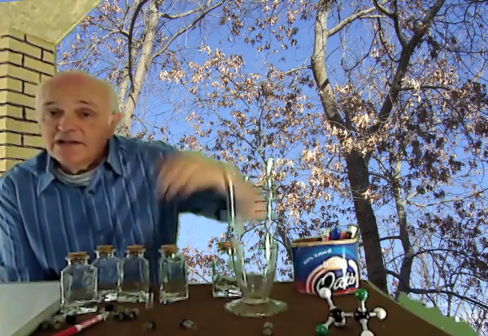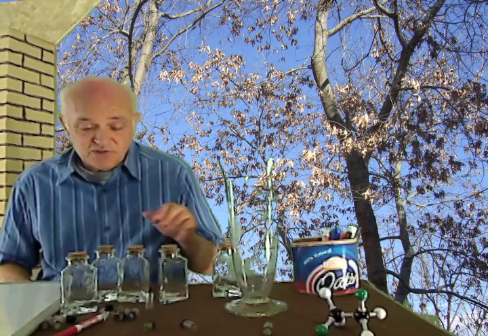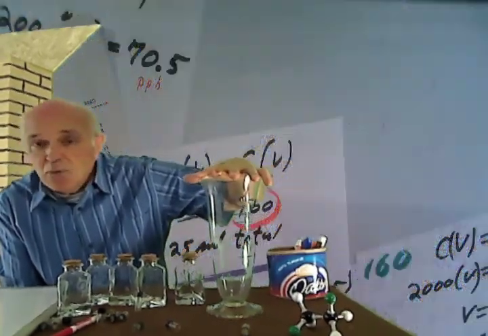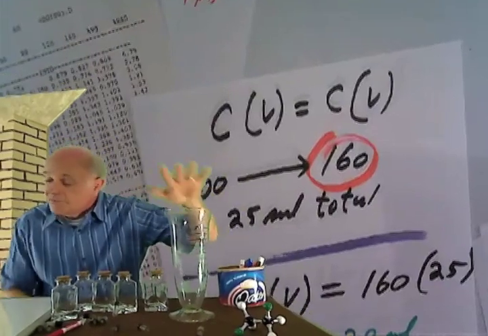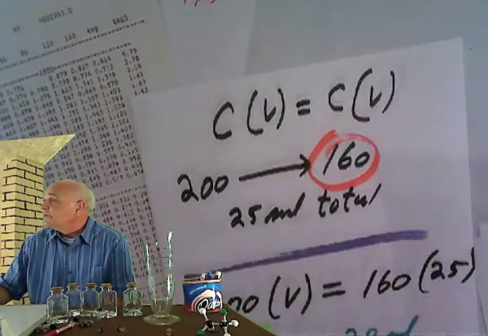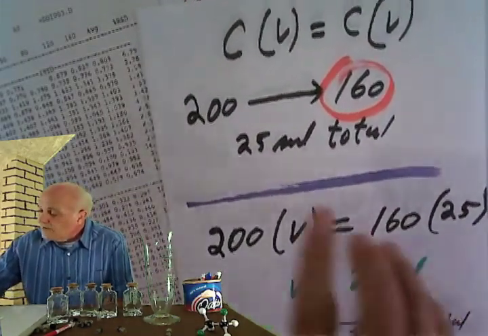We have our standard at 200. We want to make a calibration curve with this 200. The calibration curve is at 20, 50, 80, 120, and 160. So we simply dilute the 200 down to these 5 levels. It's pretty straightforward. We need to pick a volume. Let's pick a volume that'll fit in these jars. It's arbitrary. Let's say 25 mils. So we want to dilute our 200 standard down to a 160, and we want 25 mils total. So we go to our concentration times volume is equal to concentration times volume.